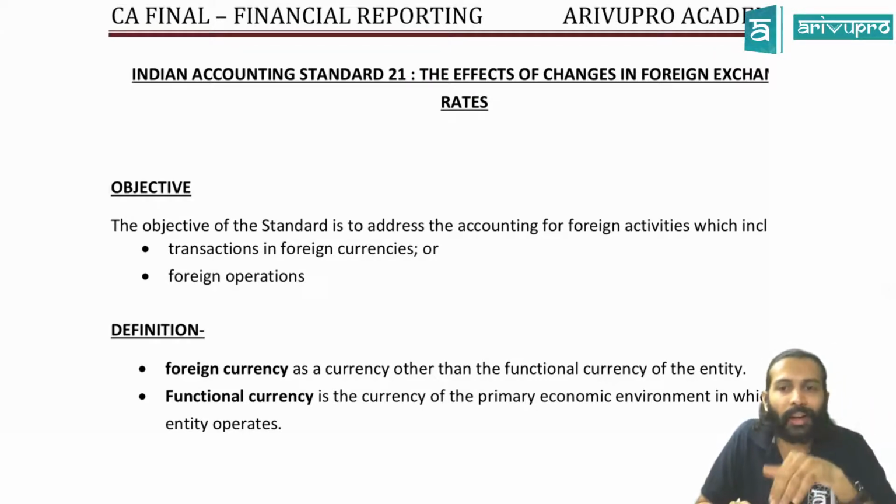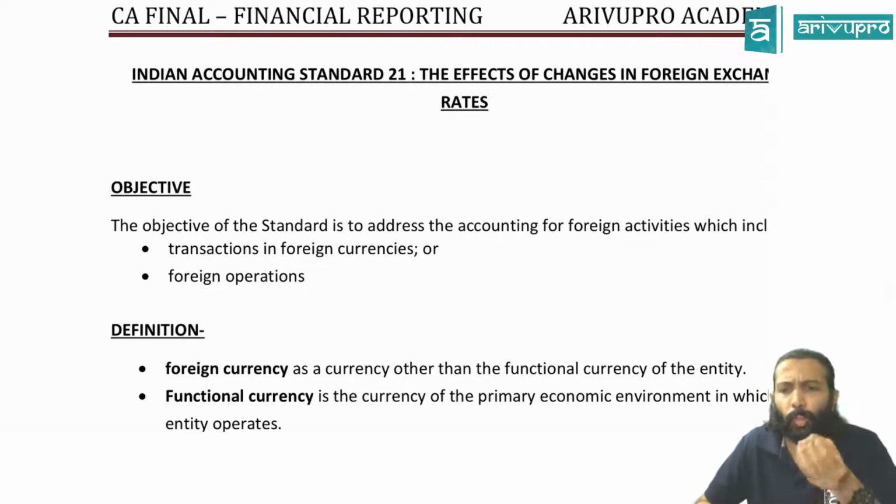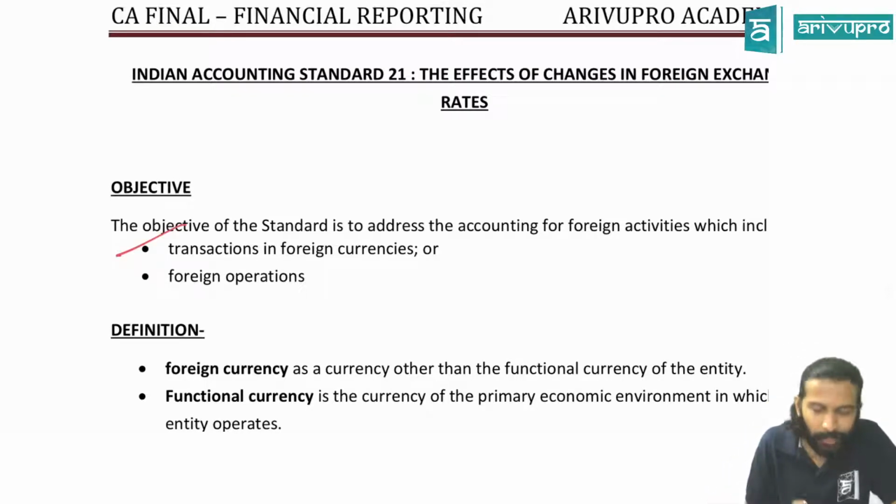Suppose you are in India, following rupee accounting. You are showing all the components in rupees. You purchased some goods in dollars. Can you show that in dollars straight away, or do you have to convert? Convert means you have to use an exchange rate. What exchange rate should be used? Because exchange rates keep fluctuating. Which rate should be used? For that one purpose, this particular standard is there.